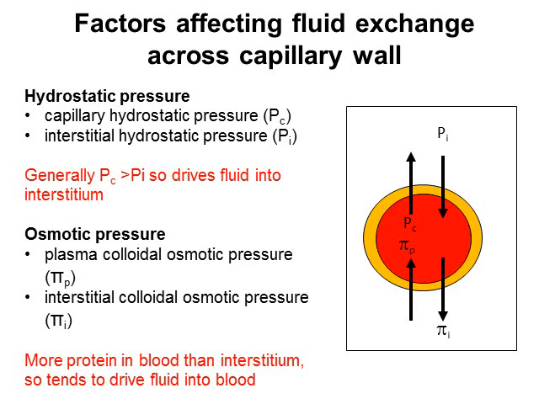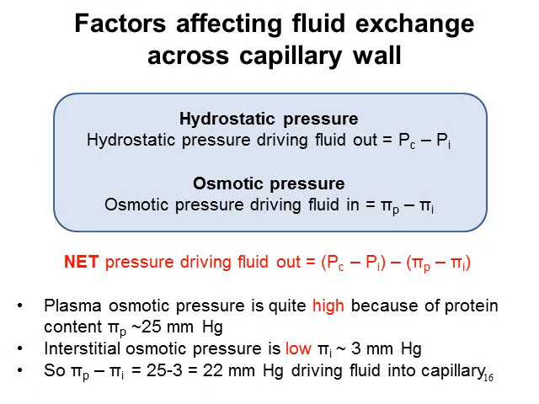You then have the osmotic pressures. So you have plasma colloidal osmotic pressure, or Πp, and interstitial colloidal osmotic pressure of Πi. There's significantly more protein in the blood than the interstitium, so these factors tend to drive fluid into the blood. These two factors work side by side to control the fluid flow into and out of the capillary beds and into and out of the interstitium. So when you remember that you've got the hydrostatic pressure and the osmotic pressures working, your net pressure driving fluid out is going to be the difference in the hydrostatic pressures minus the difference in the osmotic pressures.